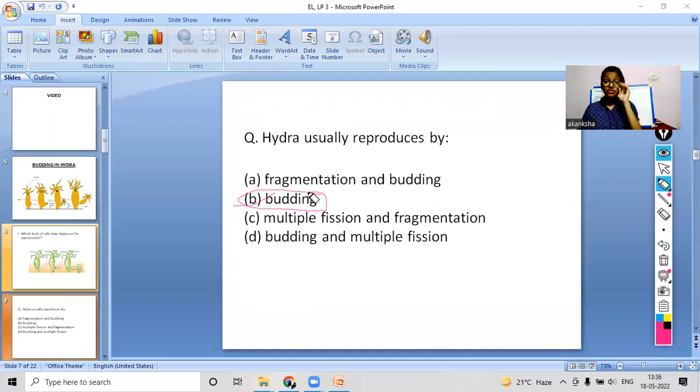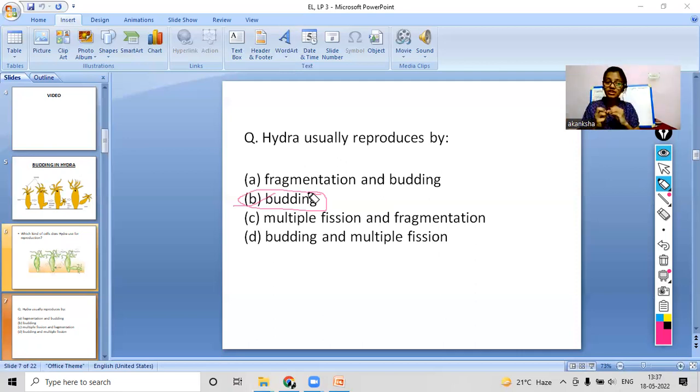Okay, so now we will recapitulate this first module. So our first module was about which process, which asexual reproduction? Yes, very good. It was about budding. And in which organism was this budding happening? Yes, very good, in Hydra. And what actually happens in the budding process?